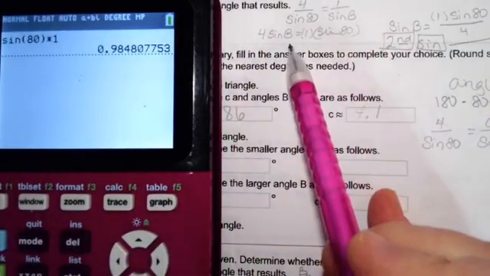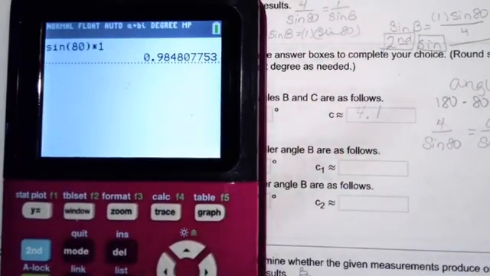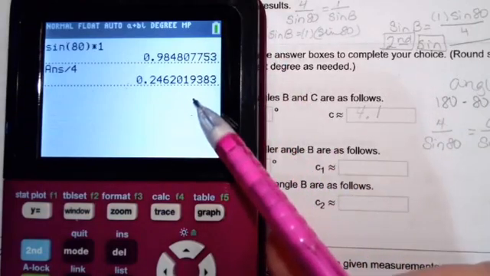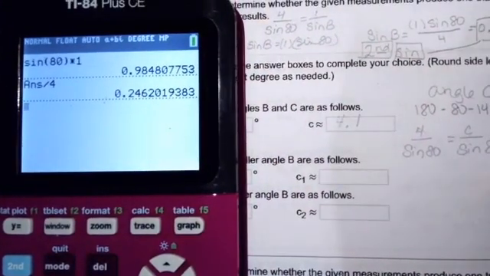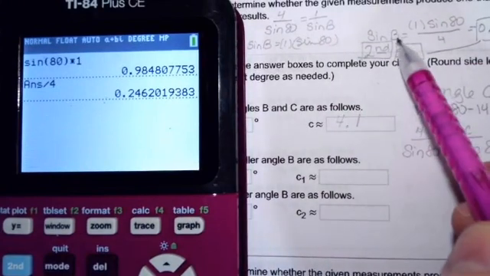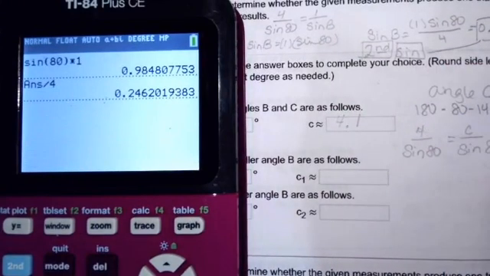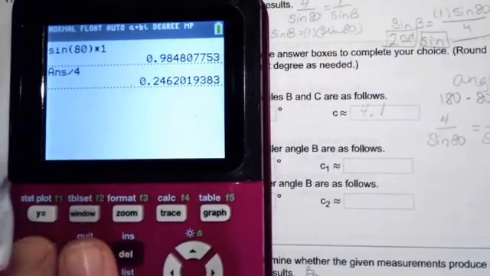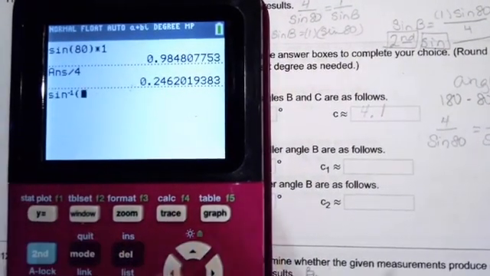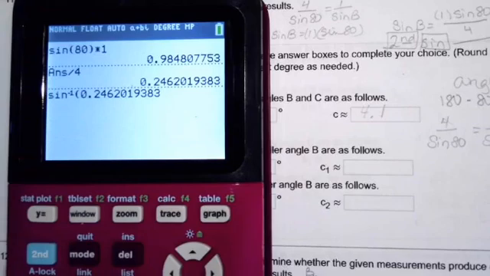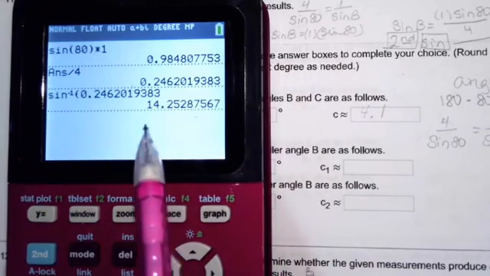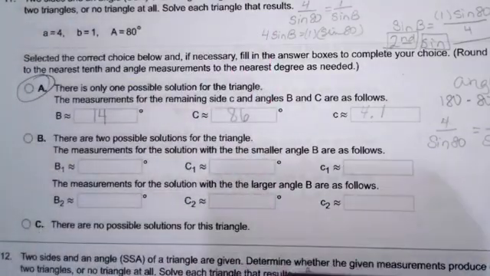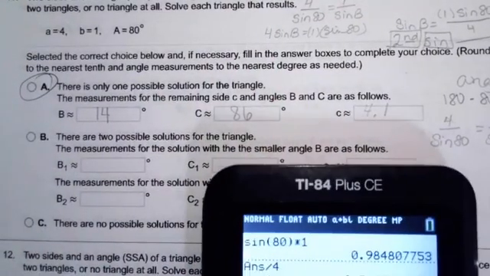And then I'm going to divide by 4. And this is the sine of b. The sine of b is the missing part. So this is what I get for the sine of b. To actually find angle b, I have to press second sine, and then I'm just going to copy and paste that number. And I get 14.2. It says round to the nearest degree, so that's 14 degrees.